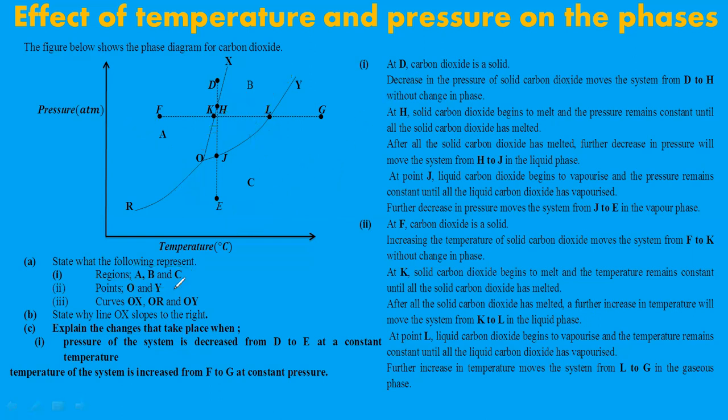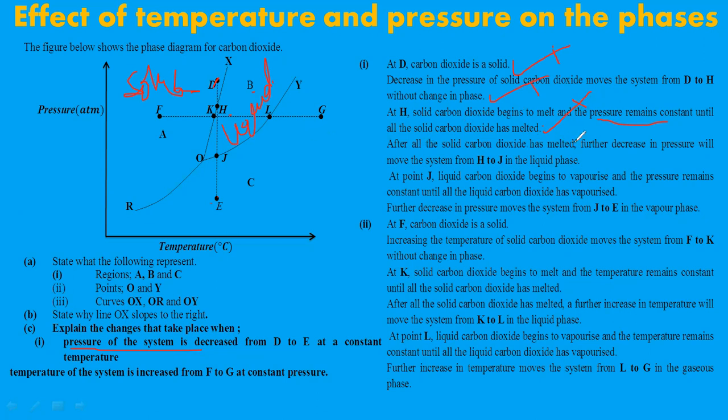Now, after you've understood that, we are explaining the changes that take place when pressure is decreased from D to E. This is point D. This is point E, at constant temperature. At D, carbon dioxide is a solid. That's the first thing we need to know. Then decrease in pressure of solid carbon dioxide moves the system from D to H without changing phase. At H, solid carbon dioxide begins to melt or liquefy, and the pressure remains constant until all the solid carbon dioxide is molten. Are we together?